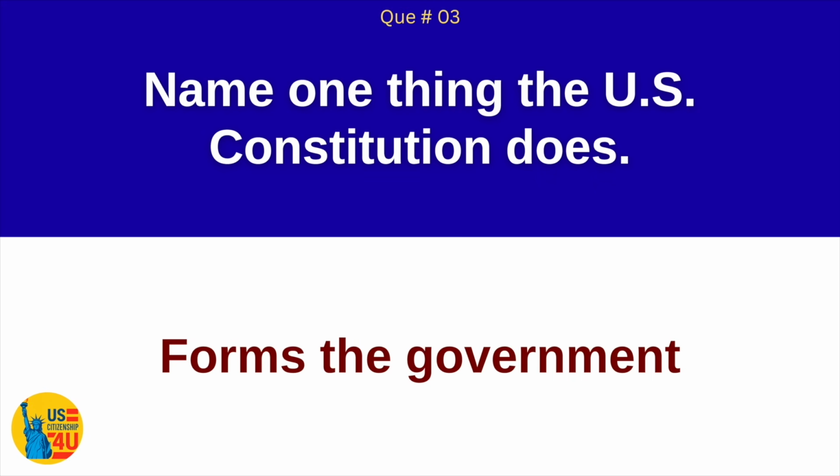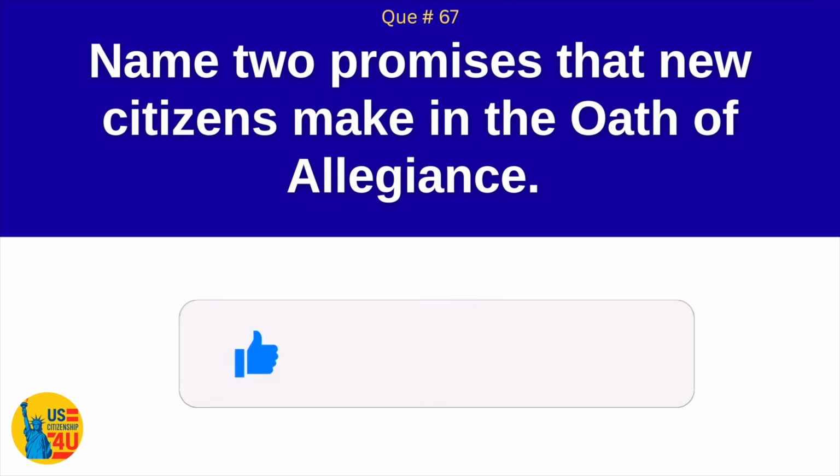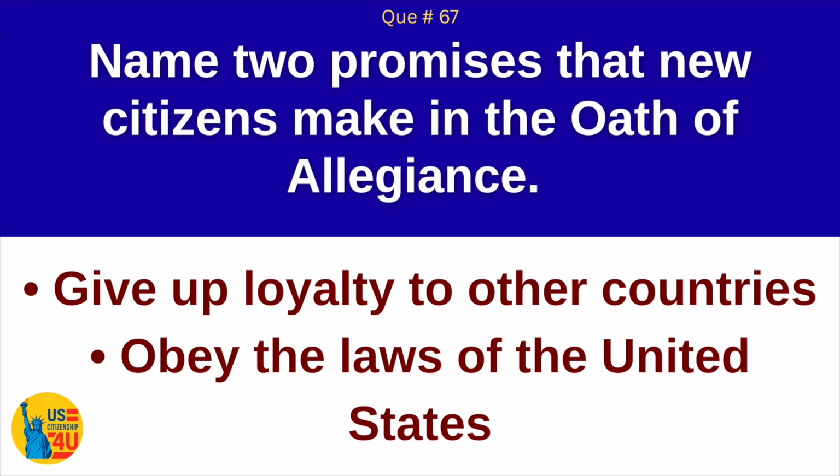Forms the government. Name 2 promises that new citizens make in the oath of allegiance. Give up loyalty to other countries. Obey the laws of the United States.